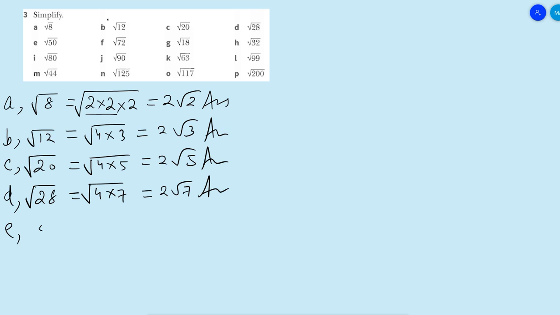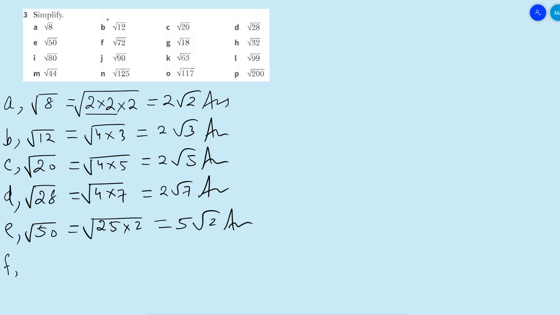Part E, root 50. 50 can be written as 25 into 2. 50 can also be written as 10 into 5, but because we need the smallest answer, we need to write the answer as small as possible. Therefore, we convert the given value in terms of two numbers, so that the first number's square root is a whole number and the value inside the square root is small. Therefore, square root of 25 is 5. And the square root of 2 remains under the root.